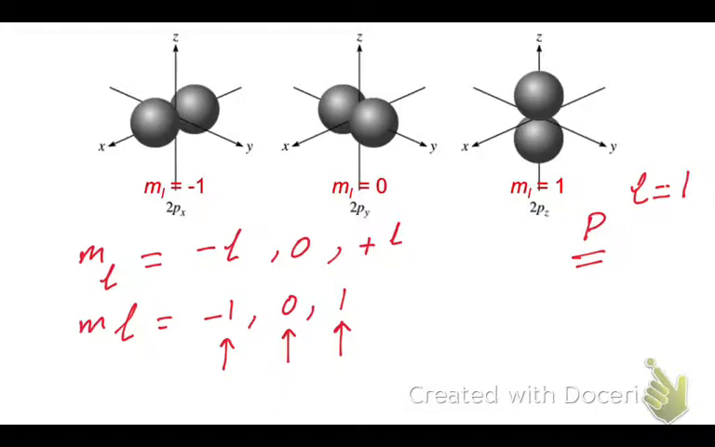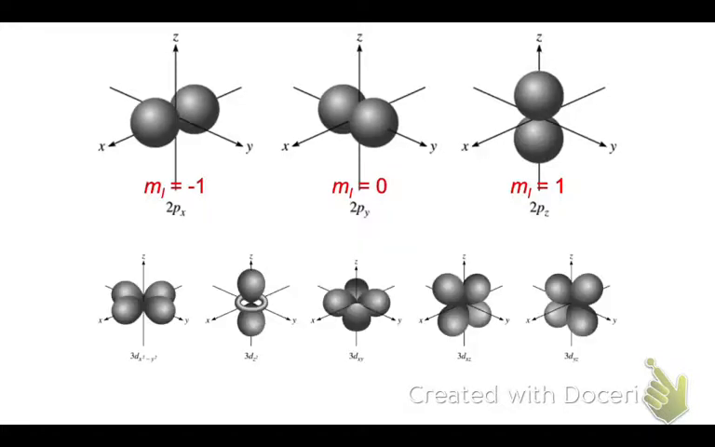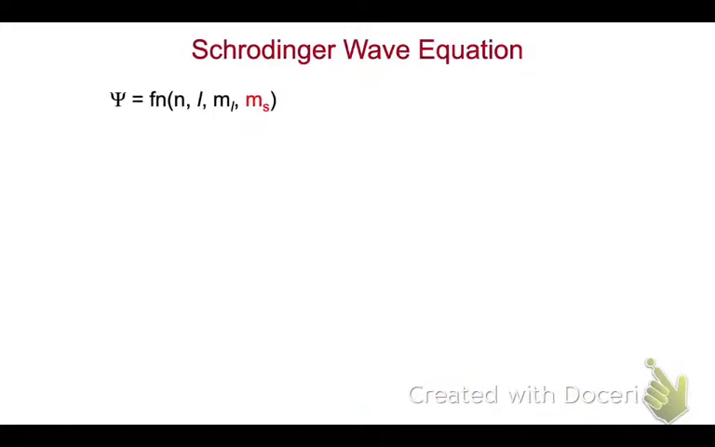So ml negative 1 can correspond to any one of them. It doesn't have to be PX. It can be PY or PZ. But there are 3 of them because I have PX, PY, and PZ. When it comes to D, L equals 2. So the values will start at negative 2, negative 1, 0, 1, and 2. 5 different values. I have 5 different orientations in space.